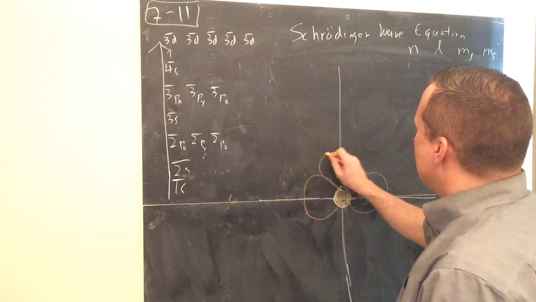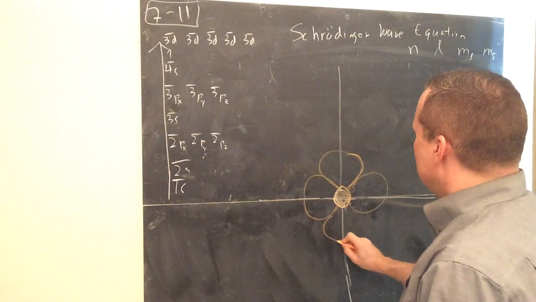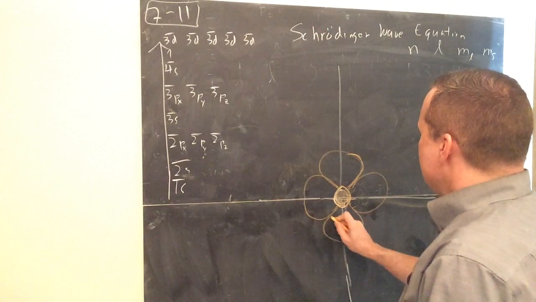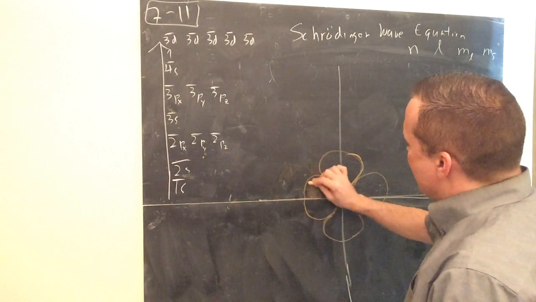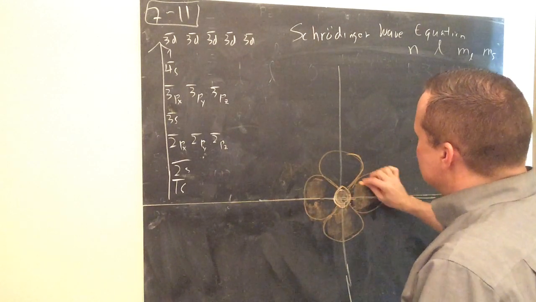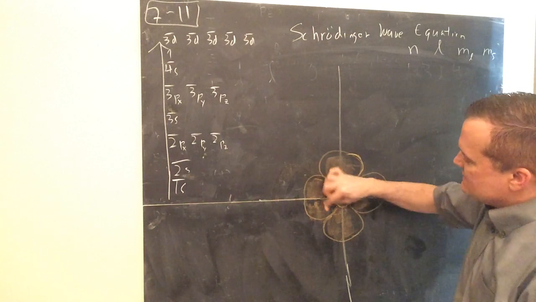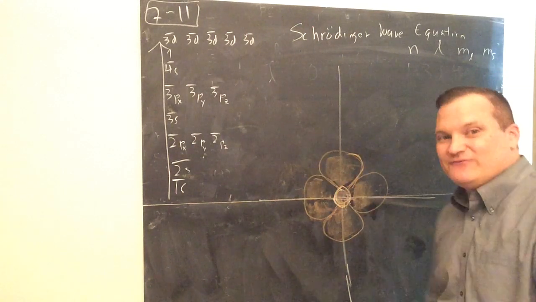Here's a 2py. I'll make it more flat like that. All right, and so all of that would be your 2p. And then 2pz would be in front of it here as well. So 1s, 2s. So you see, in the 2p's, you're a little bit farther from the nucleus.